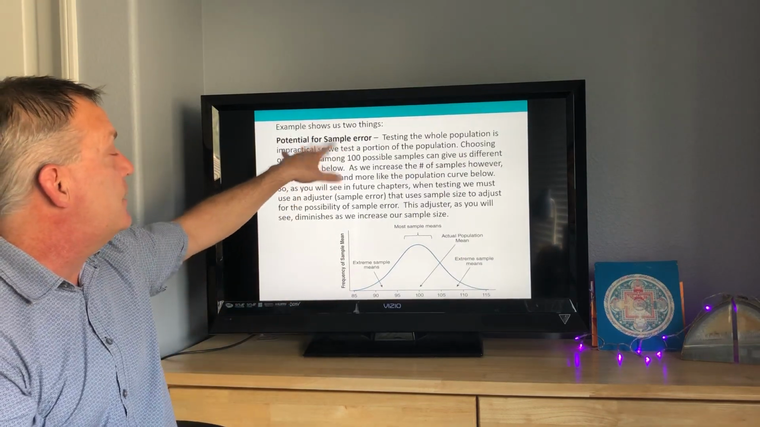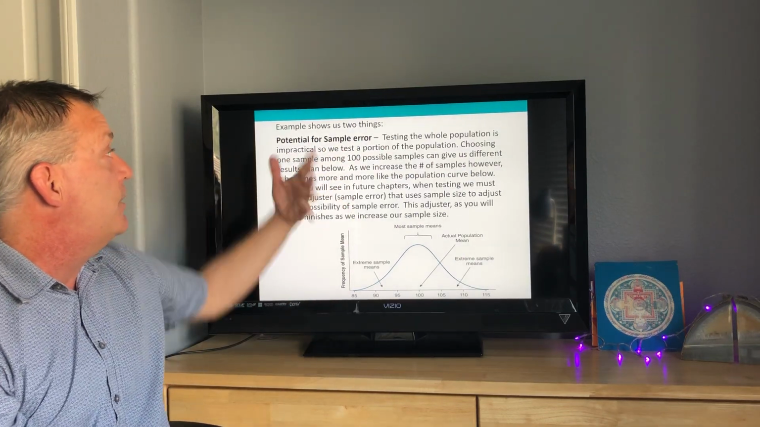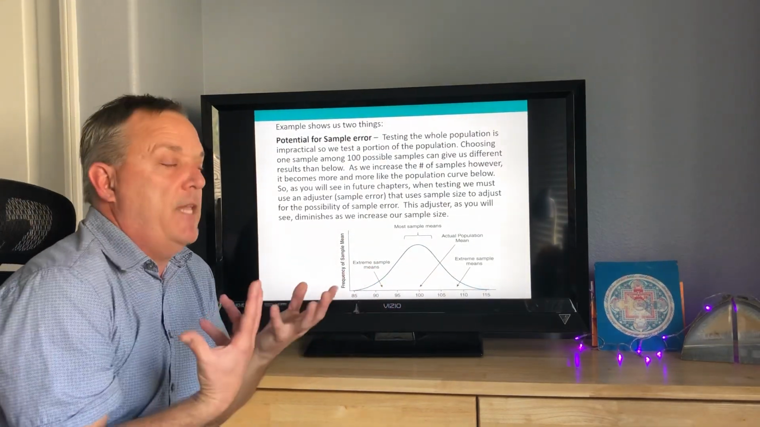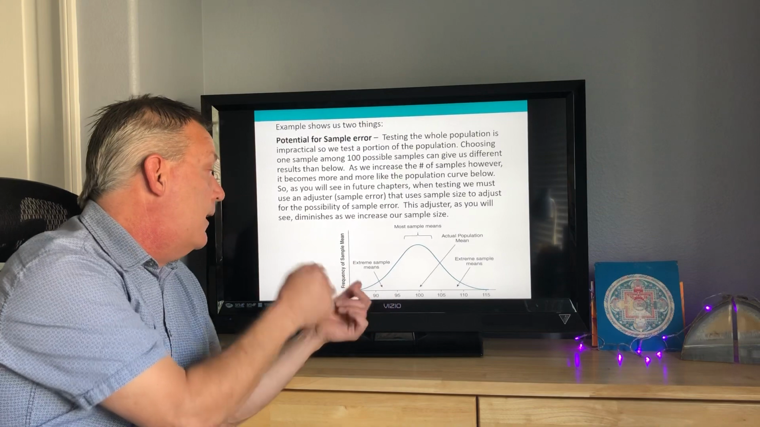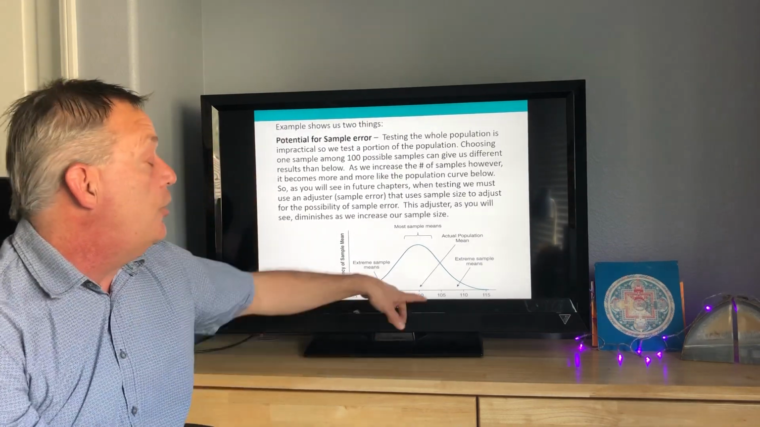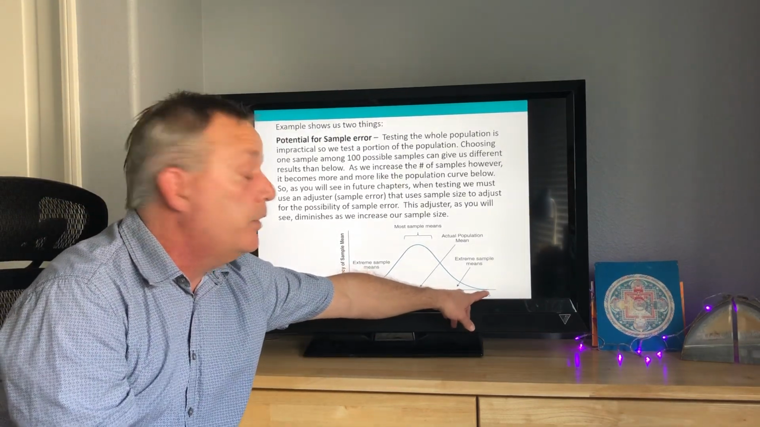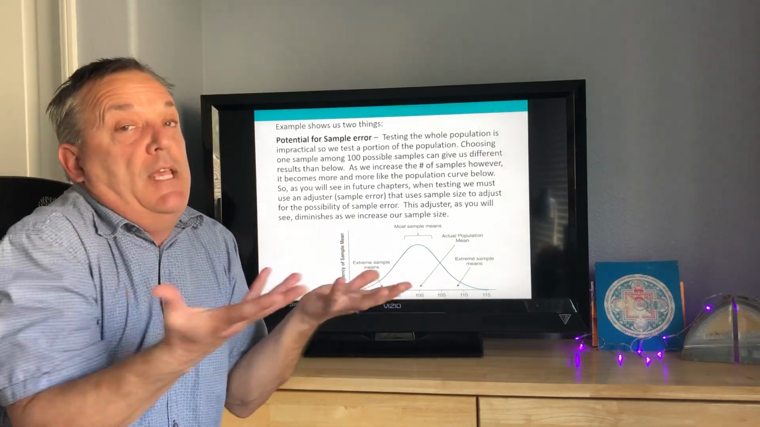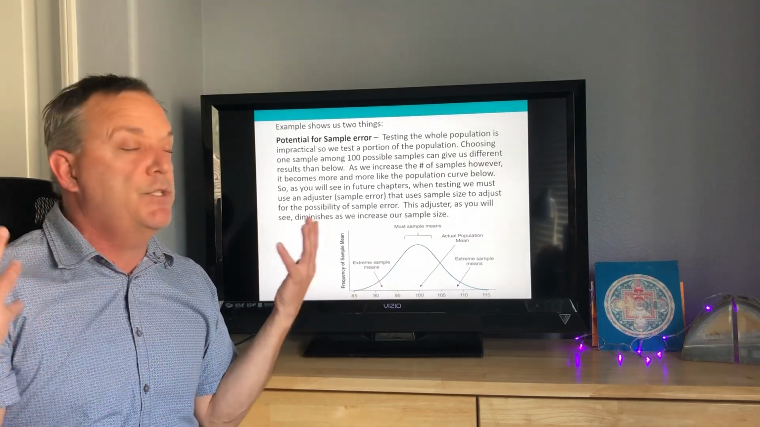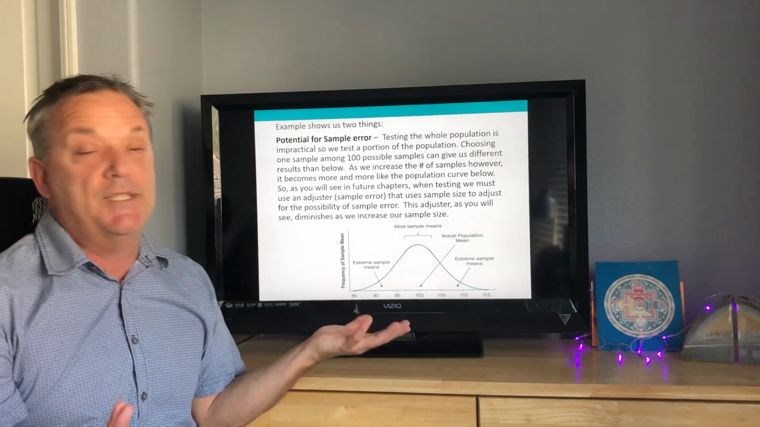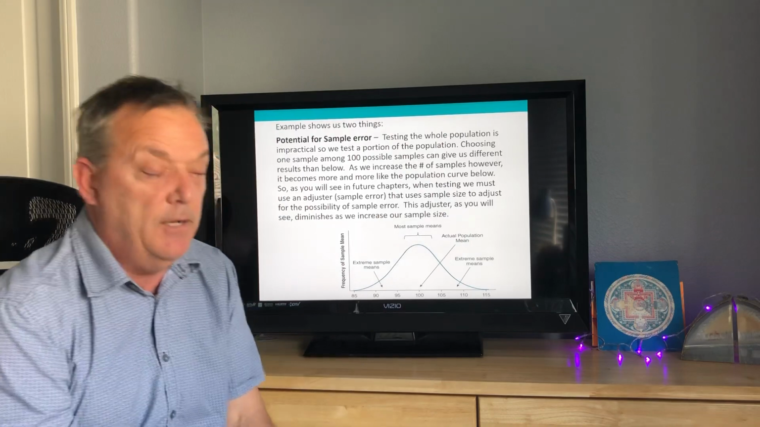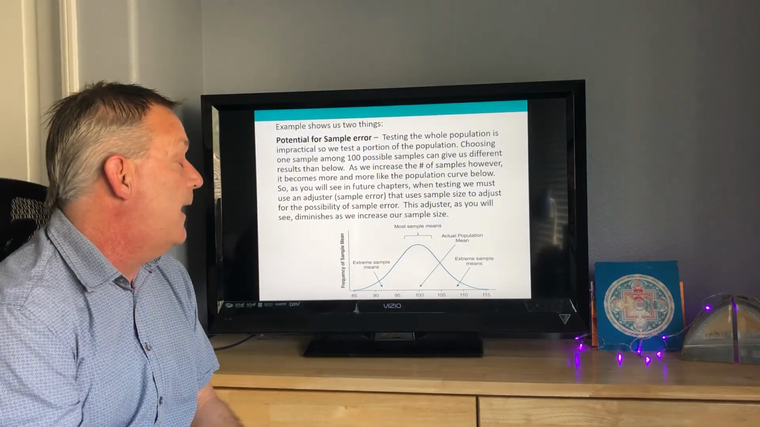So this example shows us the potential for 2 things. The potential, obviously, for sample error. Let's say you decided to take a sample and test these participants, and you found that they scored really high on this. But even though you used really great sampling techniques, let's say for some reason a bus of Mensa students showed up at McDonald's where you were testing on this caffeine study or something like that.